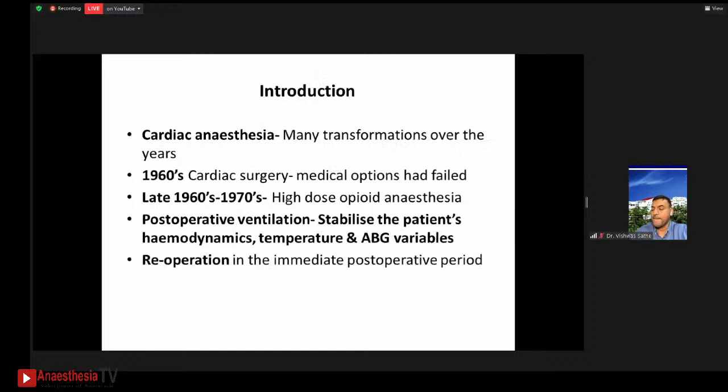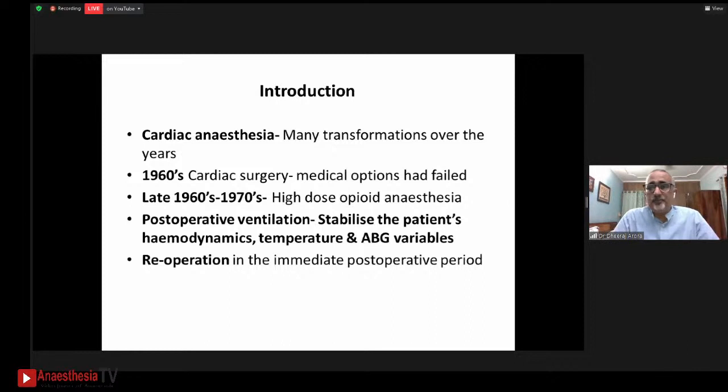Now, if you see the evolution of the cardiac anesthesia over years, in 1960, the cardiac surgery was done when the medical therapy had failed. And in the 1960s or 70s, the high opioid anesthesia came. Then we had to mandatorily ventilate the patient post-operatively, to stabilize the patient, for temperature management, and to have the correct ABG variables. Then reoperations were also quite common because of the bleeding.